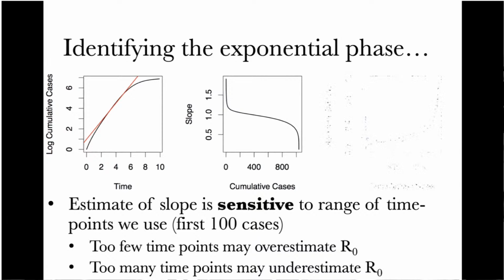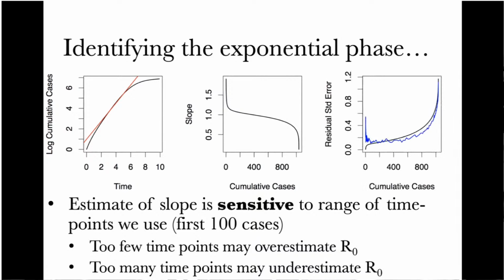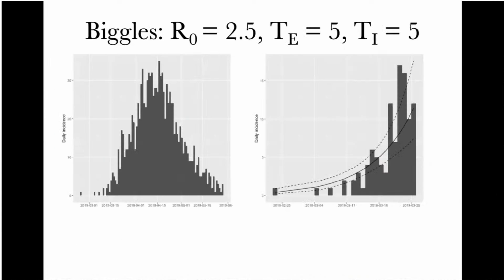And if you look at the residual error by the number of cumulative cases, you'll see it's higher at both tips. Okay, so that's just one way you can try and decide: am I in an exponential phase or not?